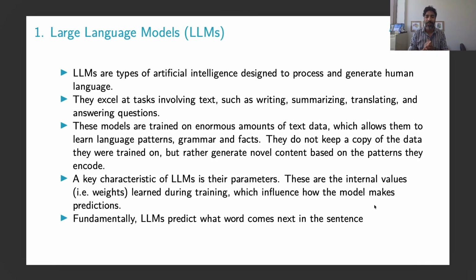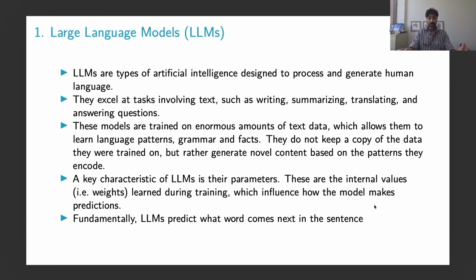So let's start with large language models. You may have heard the term LLM said a lot when it comes to AI. They talk about LLMs or this and that. This is all in relation to large language models, which are types of artificial intelligence designed to process and generate human language. So they excel at tasks involving text, such as writing, summarizing, translating, and answering questions. And this is really the functionality that we see with ChatGPT and Microsoft Copilot.